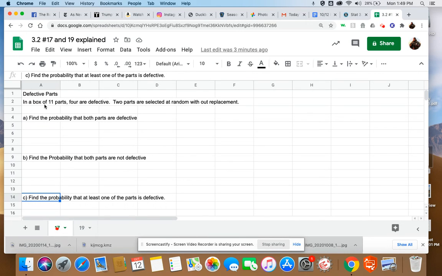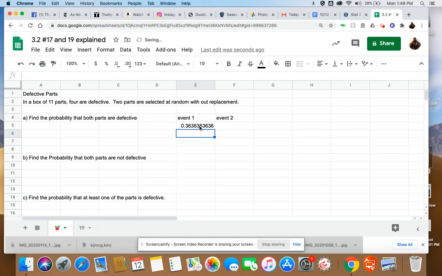Defective parts. Again, 11 parts, 4 are defective, 2 parts are selected. Find the probability that both parts are defective. So in this case, we're going to have 2 events, event 1 and event 2. So box, 11 parts in it, 4 are defective. What's the probability that the first part is going to be defective? Very simple fraction. Total number of parts is 11. 4 of them are defective. The probability of picking a defective one is going to be 4 divided by 11.